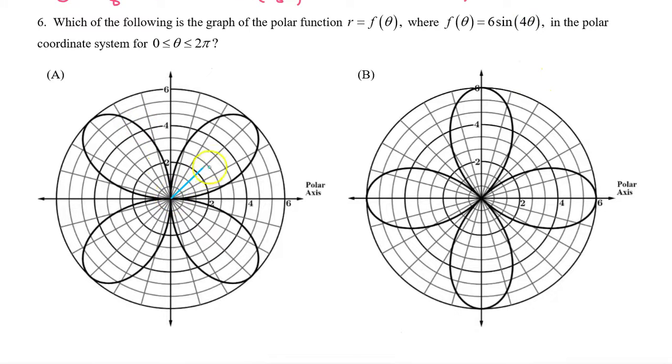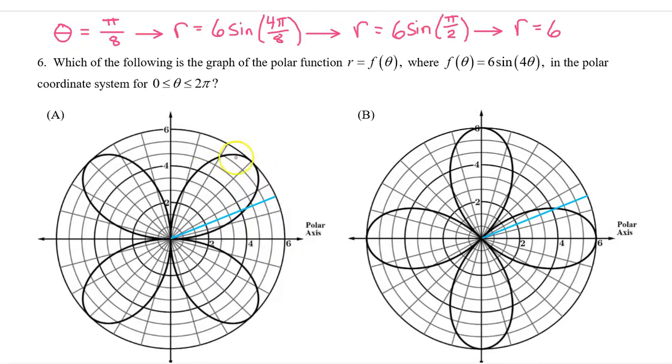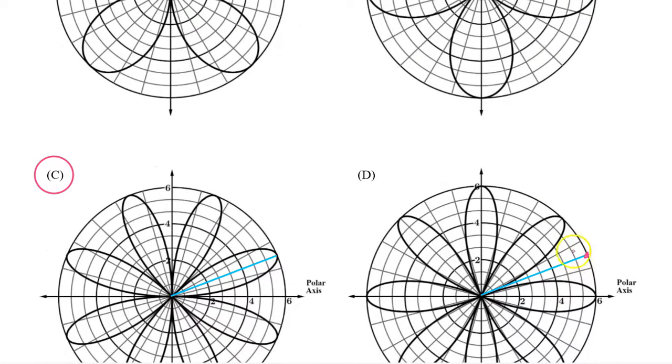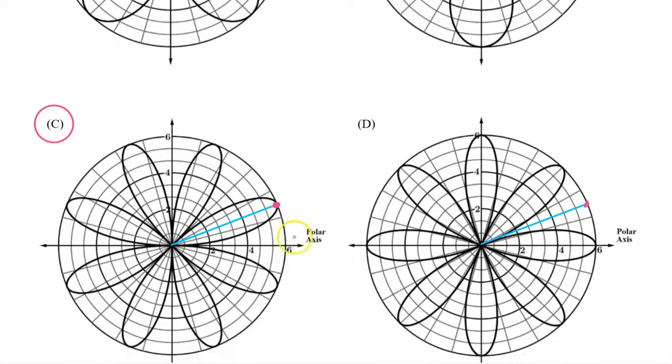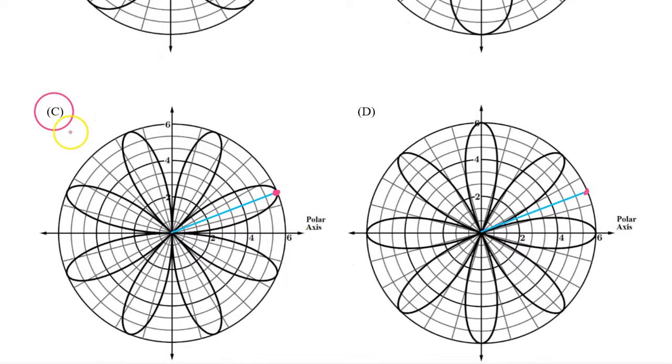Pi over 4 is right here. So pi over 8 should be halfway. At pi over 8, none of these graphs have an r value of 6, except option C. So that's another way we could find that the answer is C.